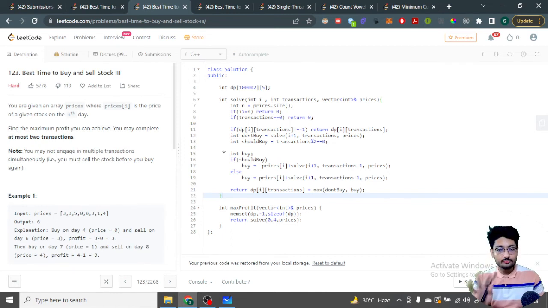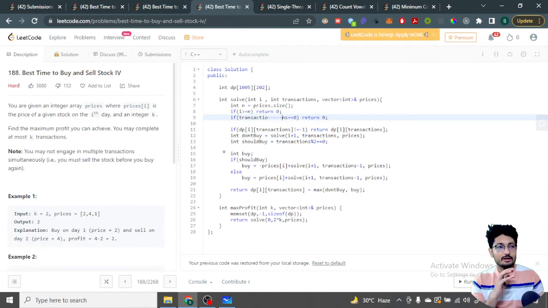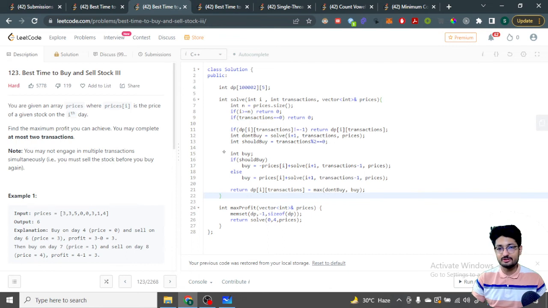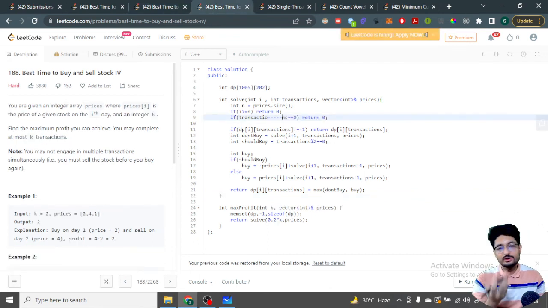Okay, let us move on to the fourth problem, and the fourth problem is like 95% similar to the third problem as well. In this problem, as you can see, you can now do at most k transactions. In the previous problem, you could do at most 2 transactions. Now you can do k transactions. So what is the actual difference here?